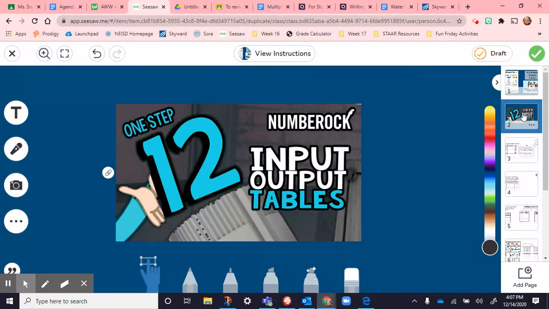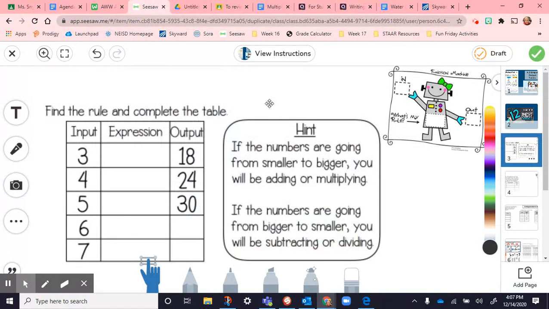So I'll let you click on this page 2. You can click this link. We watched this video, and then we looked at this question here. So here, it's kind of a guess and check, but you can narrow it down. So here's a little hint. If the numbers are going from smaller to bigger, then you're going to either be adding or multiplying. If your numbers are going from bigger to smaller, you're going to be subtracting or dividing.